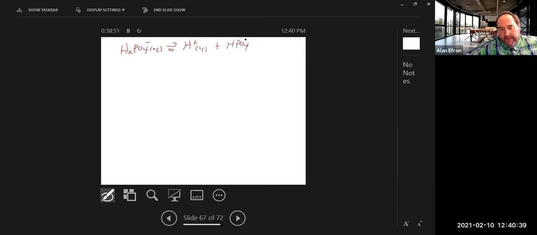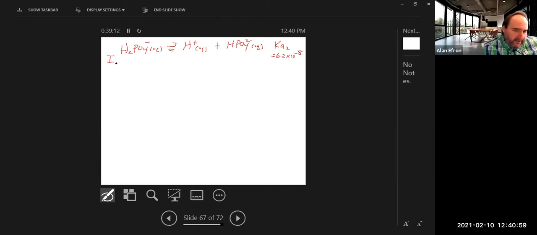And we'll end up with a 2 minus. And this is the second H that's going to come off. So at this point, we're dealing with the Ka2 value, which was 6.2 times 10 to the minus 8. All right. So we need to do an ICE table as well.